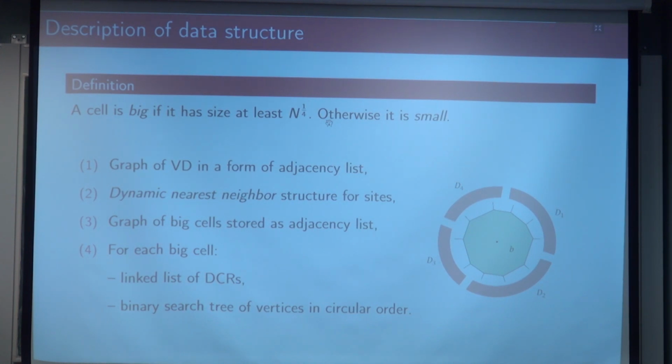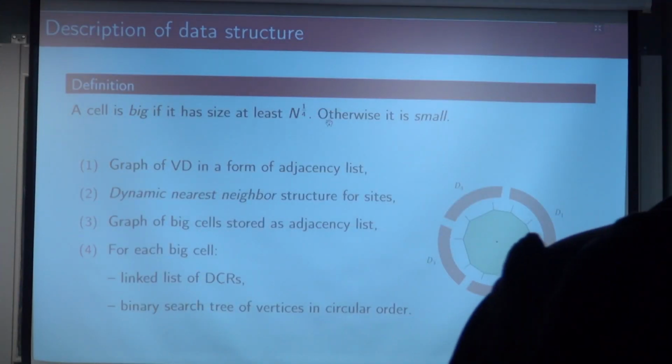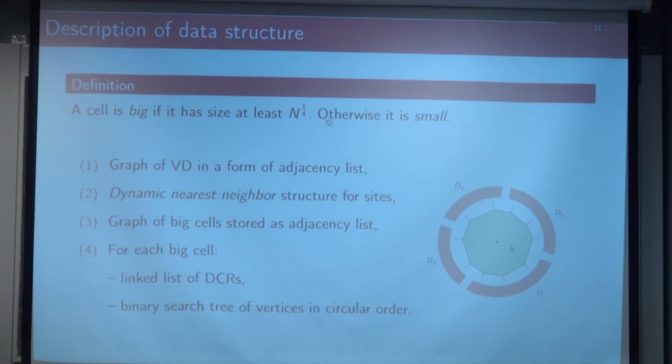It's basically the whole Voronoi diagram in the form of an adjacency list. It is a dynamic nearest neighbor structure that just allows us to tell which site is the closest to the new one. Then we need special things to handle big cells: the graph of them, how they are connected, to find their common edges, and a couple of structures that will allow us fast search of vertices inside the cell and its neighboring cells.